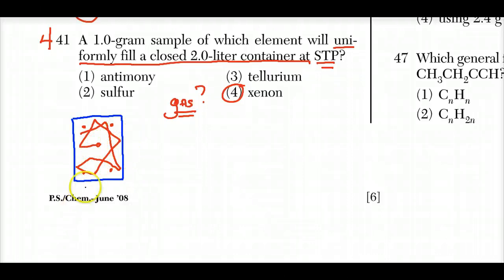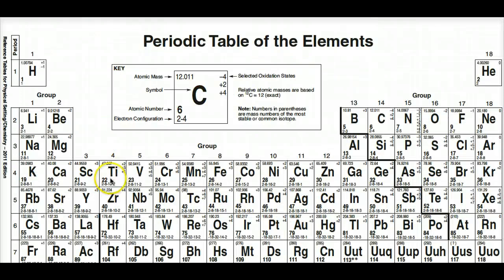Okay, so which one's a gas? Antimony, sulfur, tellurium, xenon. Now I know xenon's a gas, but let me show you who your gases are at STP. One way to think about it is you could look up their boiling points in Table S and realize, wow, something's got a real low boiling point. That means it's already boiled. That's one way to do it. But you should know this.